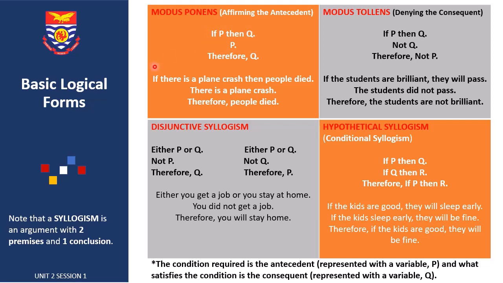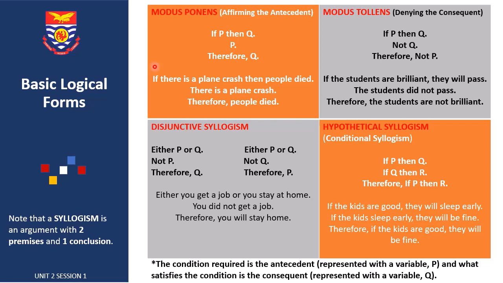Now see this. The first example which we are going to use is called modus ponens. Modus ponens has another name, affirming the antecedent. Why so? We will find out from the example. It follows a particular structure, and this is the structure. If P, then Q. P, therefore Q.